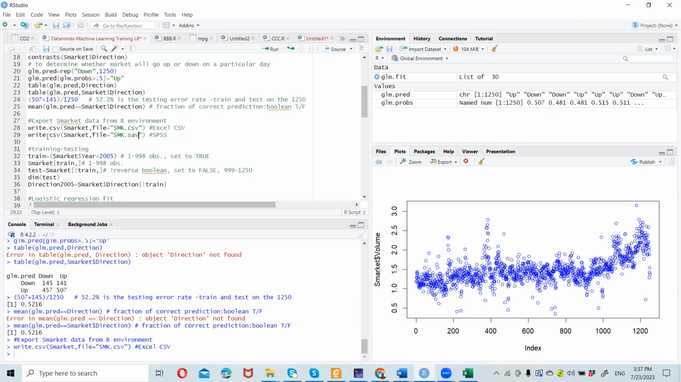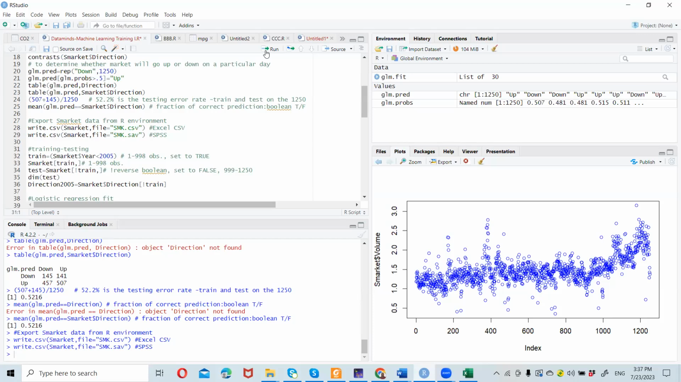So let's run that. That will give us our data in the form of SPSS. If you go to your documents and search again, when you see SAV and open it, it's SPSS that opens for you.